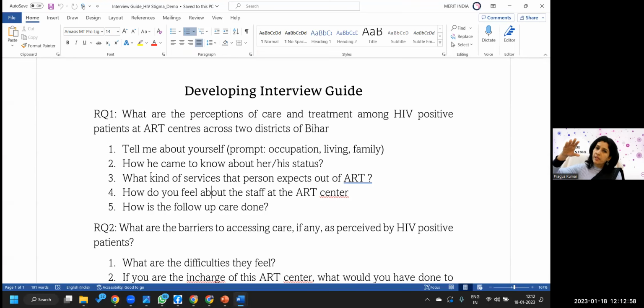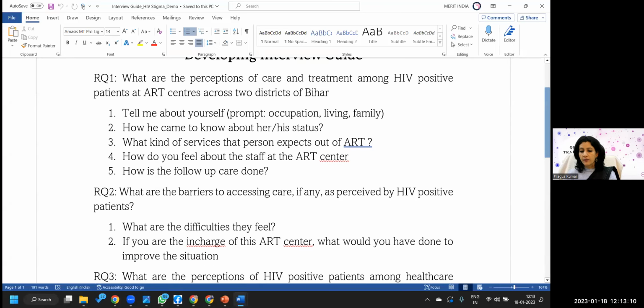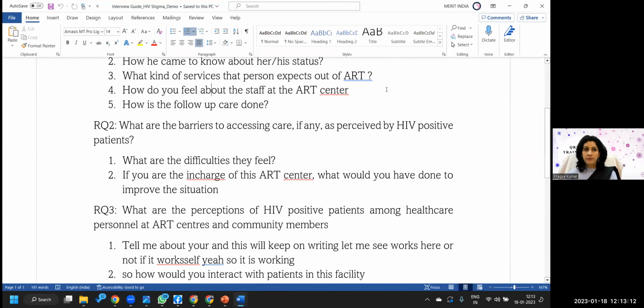If somebody is very vocal and you think that he may answer why, then you can ask that. Otherwise, what and how should be the mainstay of the inquiry. Again, for the second question, you can see: what are the barriers to accessing care, if any, as perceived by HIV positive patients. So you can ask, what are the difficulties which they face or which they feel? Again, this is one hypothetical question.